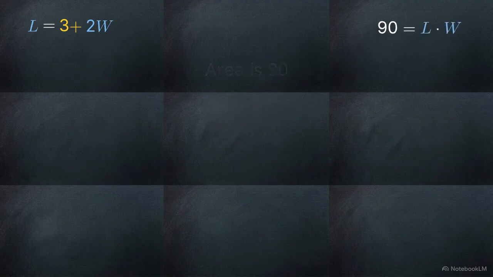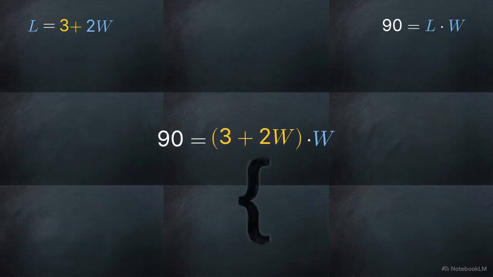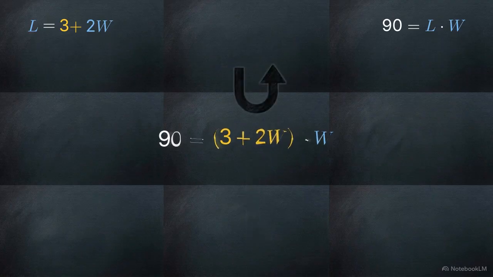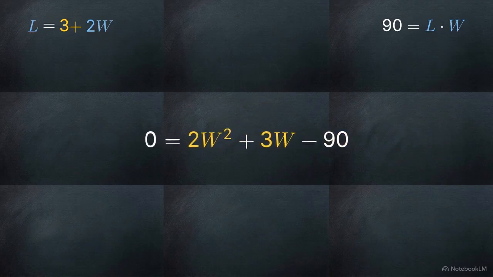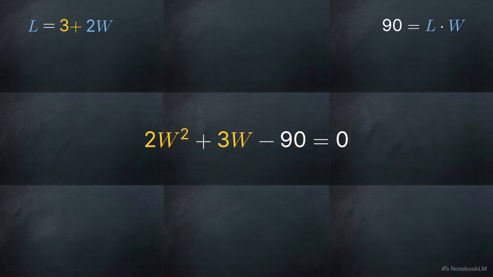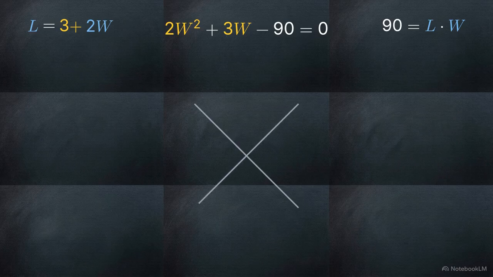Next, we incorporate the area. We are told the area is 90. Since area is length times width, we write 90 equals L times W. We can now replace the L in our area equation with the expression 3 plus 2W. This gives us one equation with one variable. 90 equals 3 plus 2W, all multiplied by W. Distributing the W gives us 3W plus 2W squared.